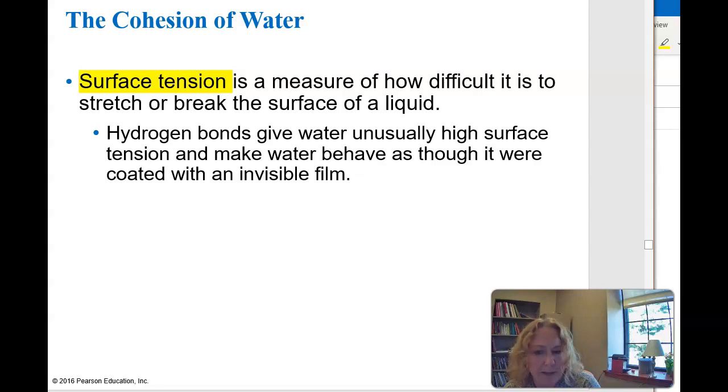Surface tension is the next one. Basically, it's how difficult it is to break the surface of a liquid. So again, belly flop into a pool and test this out. I can flick water at you, it doesn't hurt. You belly flop into a pool or a wave hits you, it hurts. Hydrogen bonds give that water an unusually high surface tension, so it's like smacking into something hard when you belly flop into a pool. It makes water behave as though it were coated with almost an invisible film. It makes it hard to break.